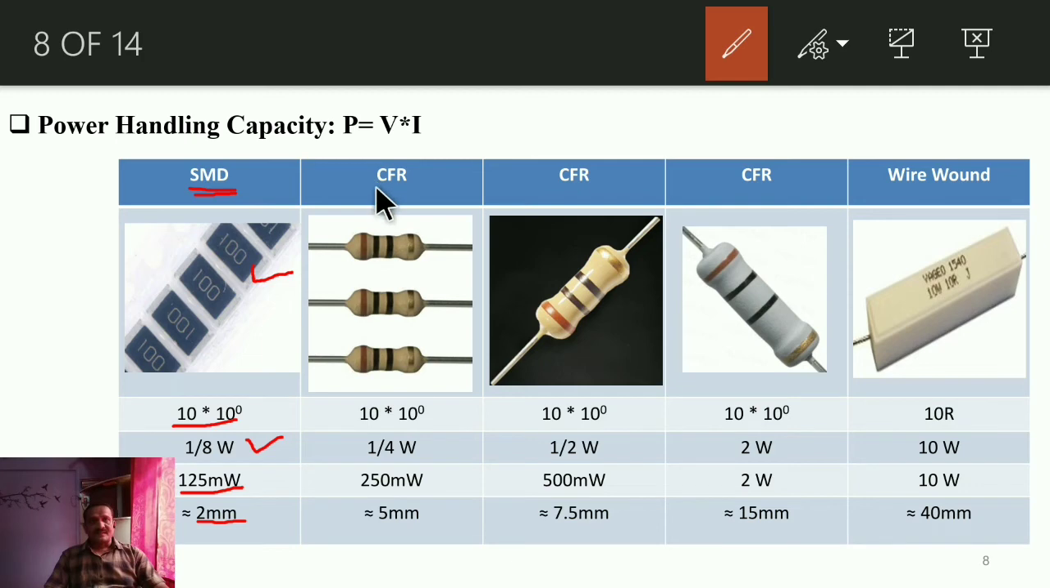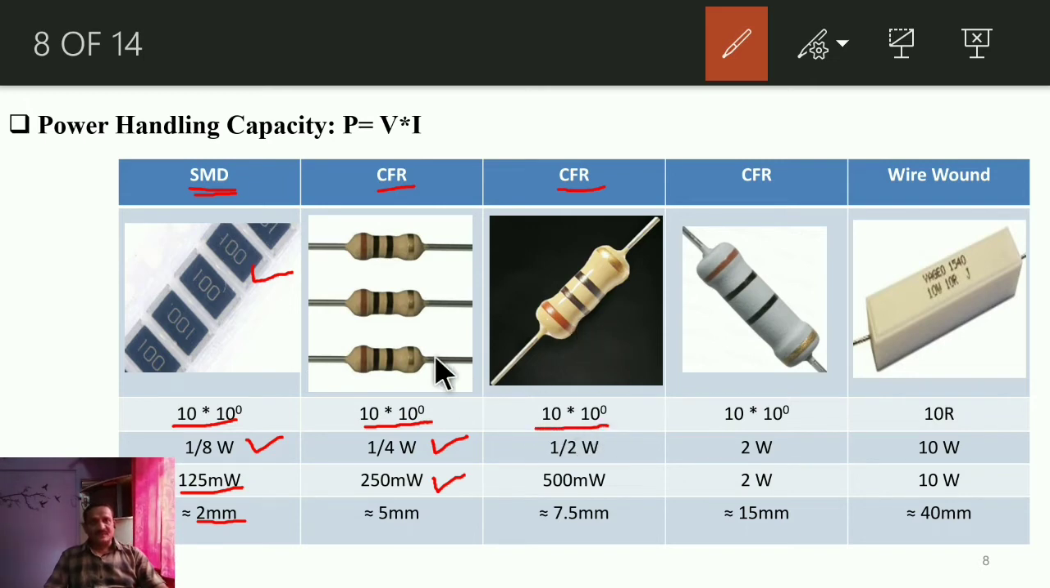Then the next type, again it is CFR. Here I mentioned it is quarter watt, or we can say 250 milliwatt, right? But again the color band is the same, that is brown, black. That means 10 into 10 raised to 0. Already I told how to determine the resistance of that resistor using the color band. Then the next one, again CFR, having the same color band, brown, black. That is nothing but again 10 ohm.